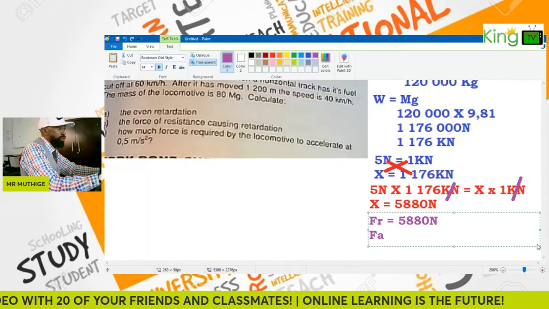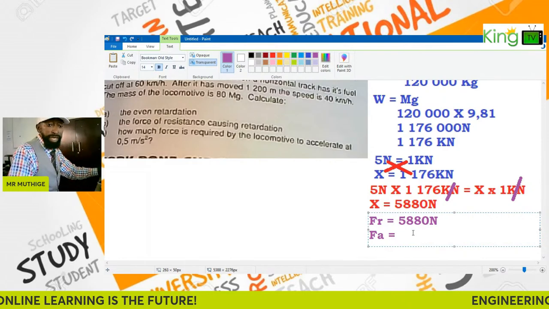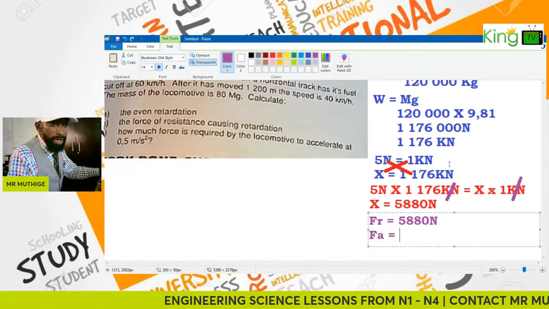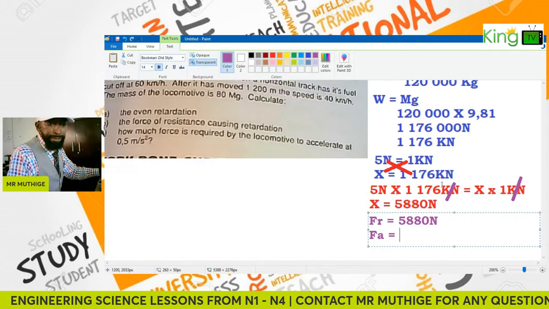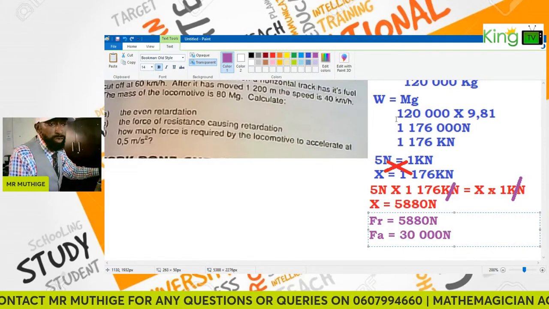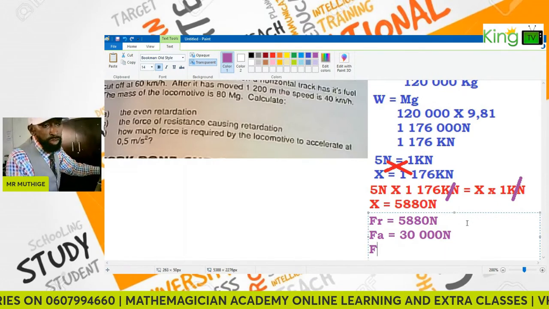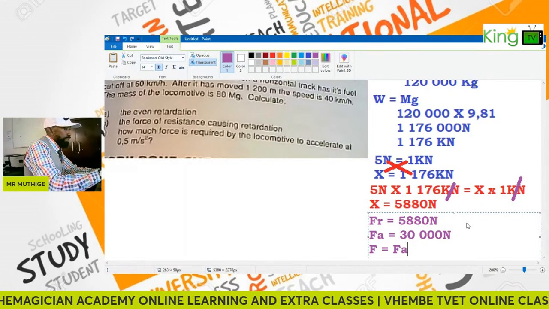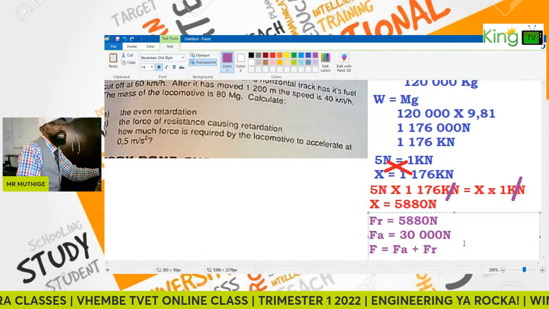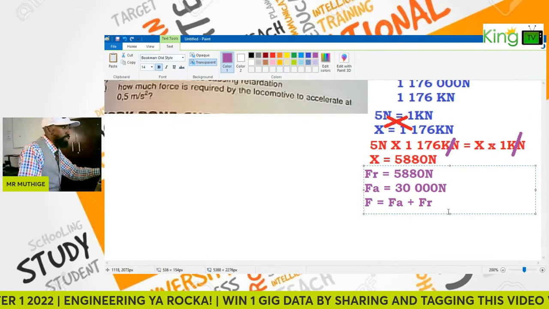We are not living without giving me the F_A. We have to work with 30 kilonewtons, we can say that it's 30,000 newtons. And then what happens next? We need the force required for constant speed. Remember, what is the F total? F_A plus Fr, so 30,000 plus 5,880, this will be 35,880.